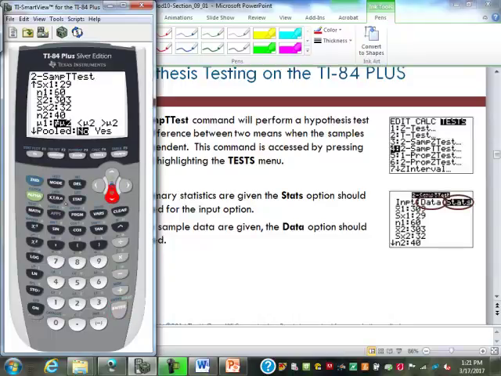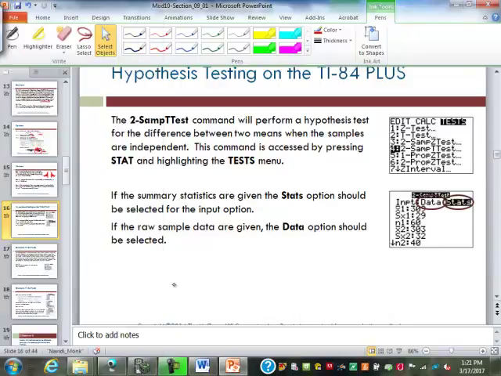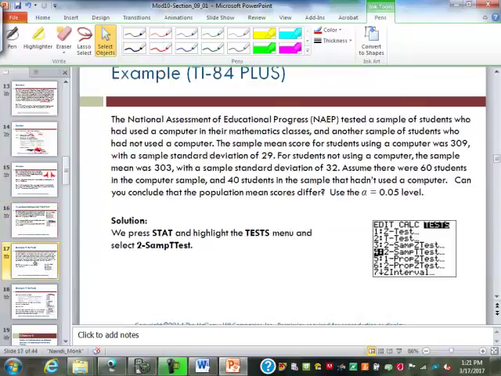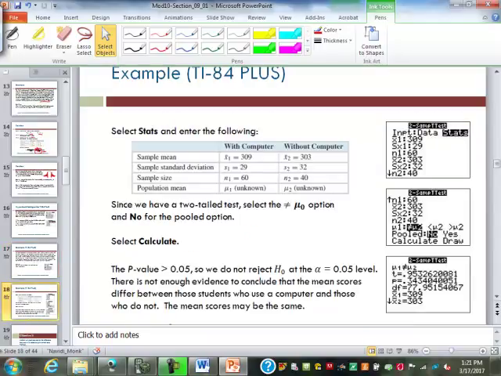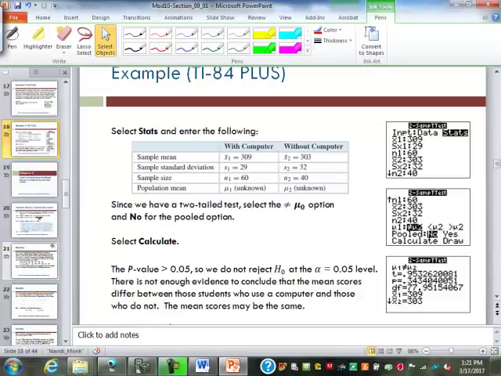Pooled. So we're looking at the pooled option here. What pooled is standing for, of course, this is just going through the menus. What pooled is asking is, are we pooling the standard deviation? Under certain circumstances, we can just pool the standard deviation and we don't have to worry about degrees of freedom. If we select no here, it's a little bit tougher calculation, but the calculator can handle it, and it's a little bit more accurate as well.